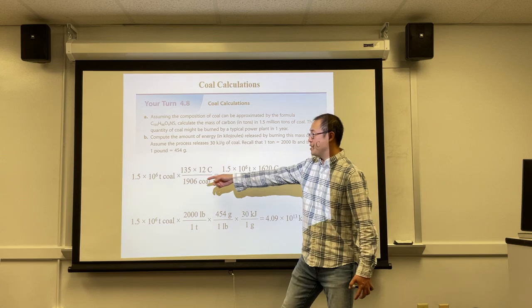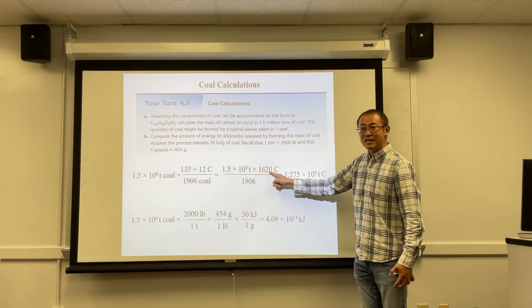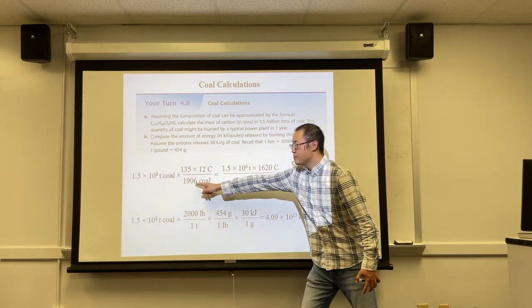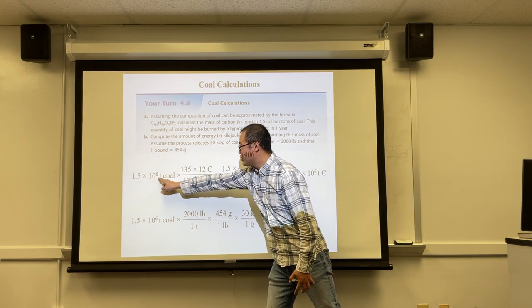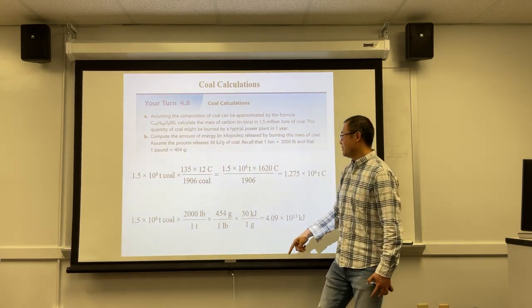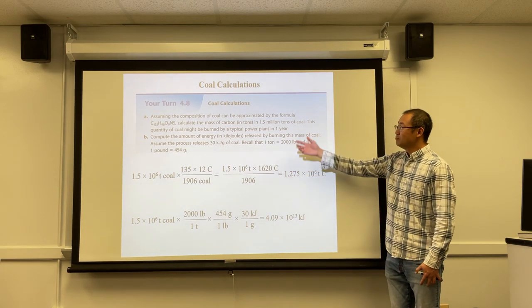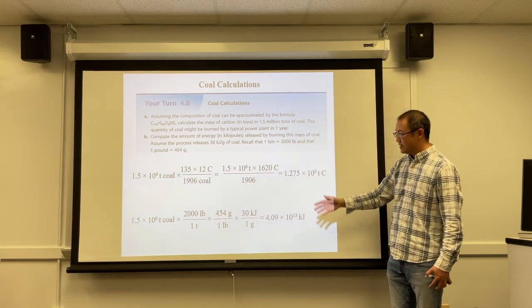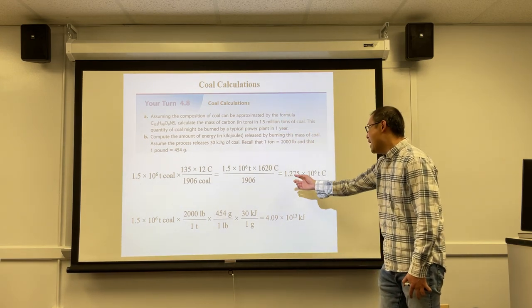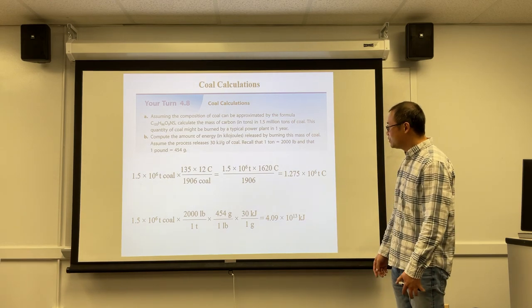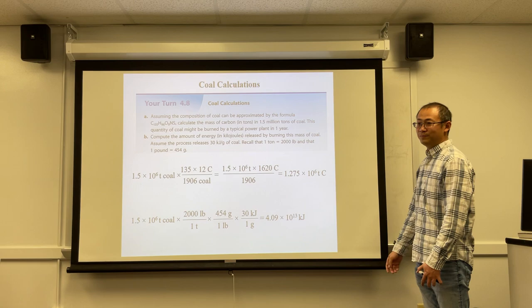So what we need to do is 1.5 million times 1620 divided by 1906. If we only cancel coal, what happened? We end up with tons of carbon. Is that right? You see that? So after the math, I got the answer already. For 1.5 million tons of coal, I have 1.275 million tons of carbon in it. Make sense?